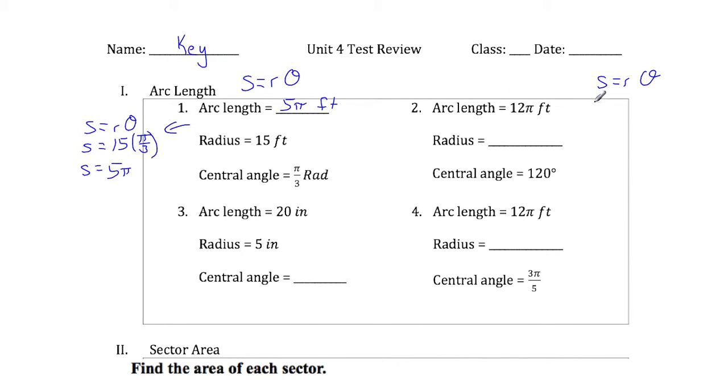Number 2 is S equals R times theta again. Here it tells us that the arc length is 12 pi. So we get 12 pi is equal to the radius times the central angle. Okay, the central angle here is in degrees, so we need to convert that. We convert it by multiplying it by pi over 180 degrees.